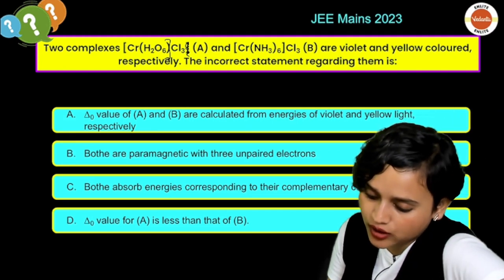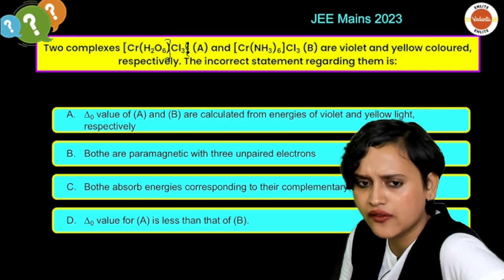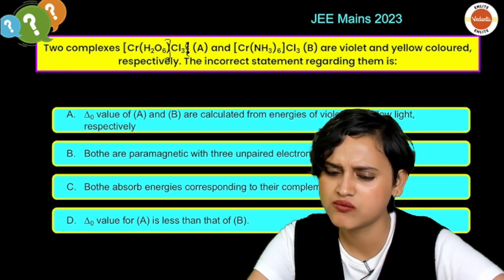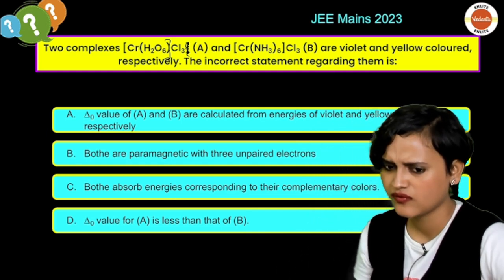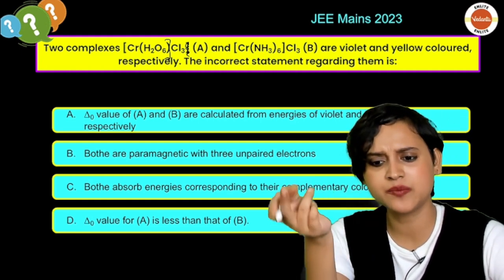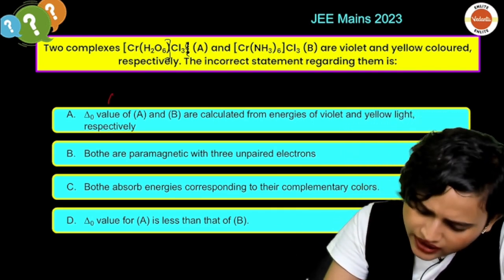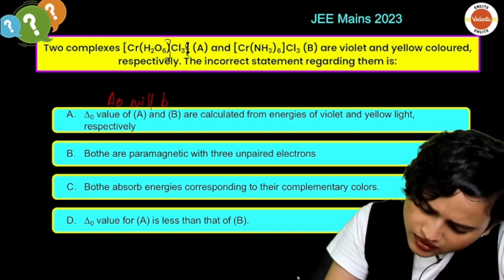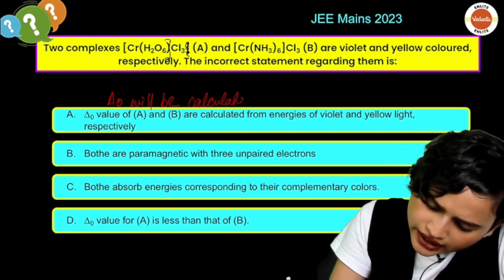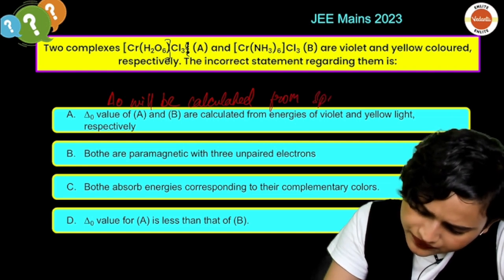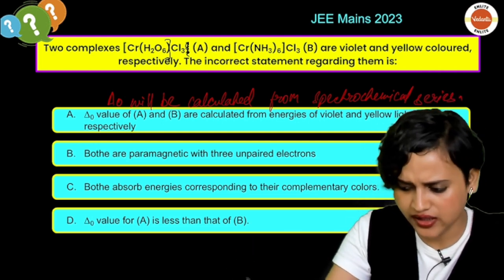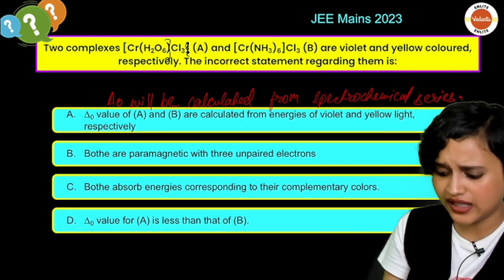Delta O value of A and B are calculated from energies of violet and yellow light respectively. Will it be? I don't think so. Delta O order will be compared by the spectrochemical series, right? Delta O will be calculated from the spectrochemical series, isn't it? Yes, so I think this is wrong. This is the incorrect one. That means this is the correct option.